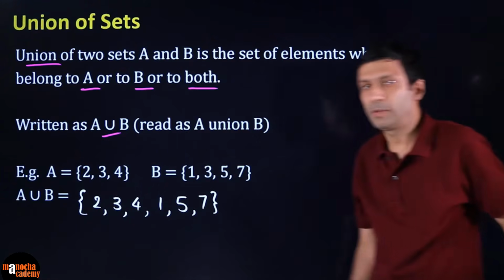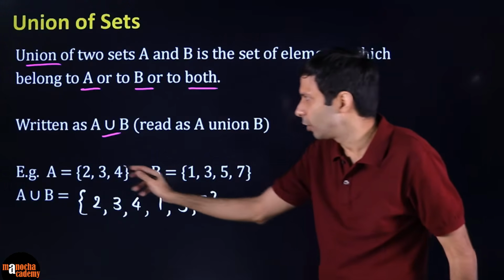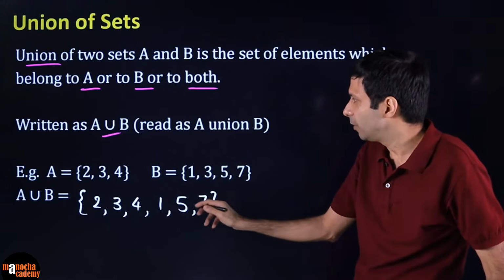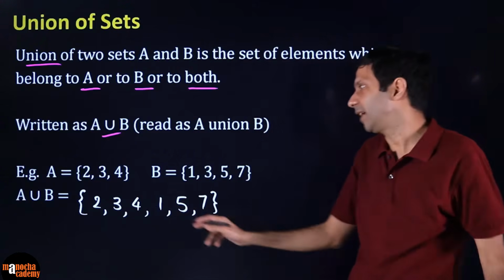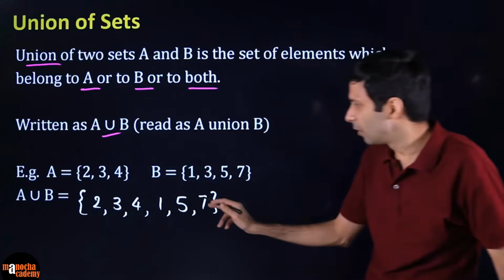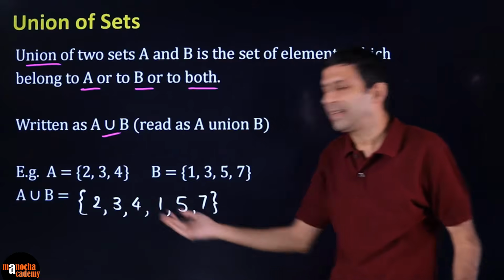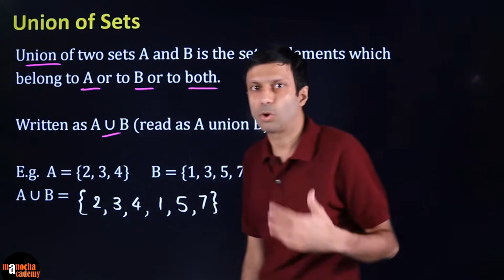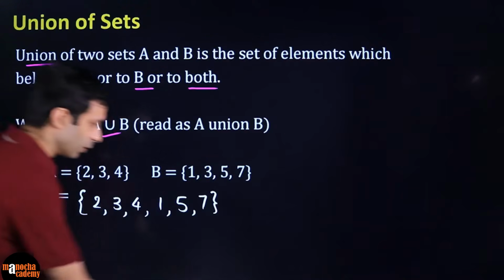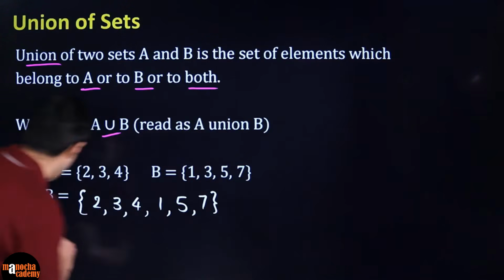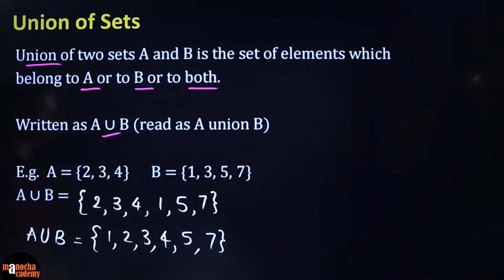So what is A union B going to be? As you can see, we have written 2, 3, 4. So I've included all the elements from A and all the elements of B. 1, I won't write 3 again, because remember in a set, the elements need to be unique. 5, 7. So this is A union B. Now usually you will write it in increasing order, but remember in sets order is not important, so you can even represent it like this. If we write it in order, A union B is going to be 1, 2, 3, 4, 5, 7.